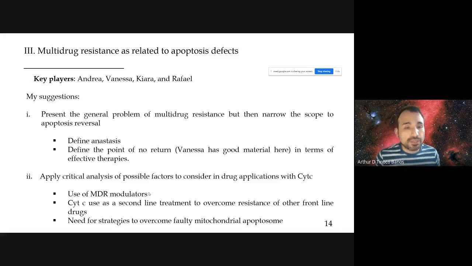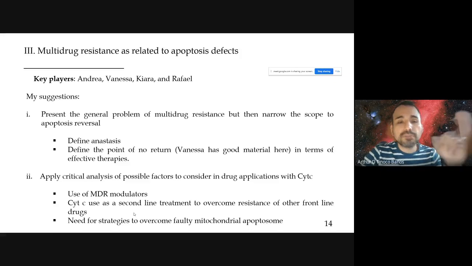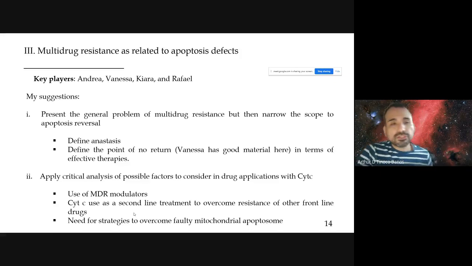Another really important thing that I was thinking about while reading your annotated bibliographies: at what point should cytochrome C be used? Would cytochrome C really be a good frontline treatment, or potentially would it be a good second line treatment? So what do I mean by that? Well, we already know that there are certain drugs that operate by inducing the cytochrome C release and triggering the apoptotic pathway. But over time, certain tumors can become quite resistant to the actual drug.